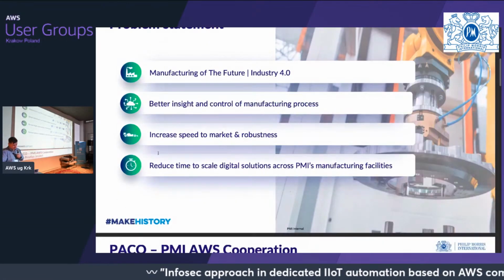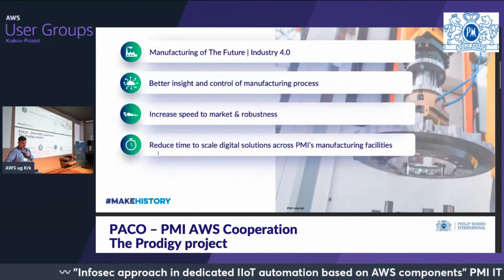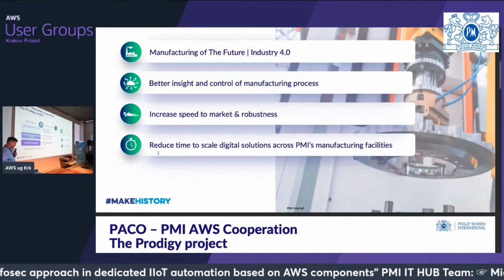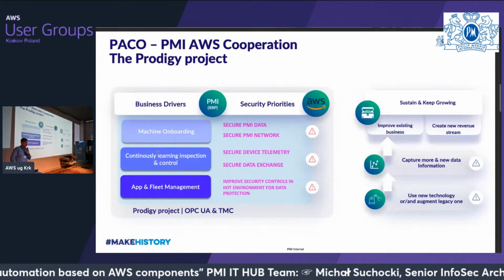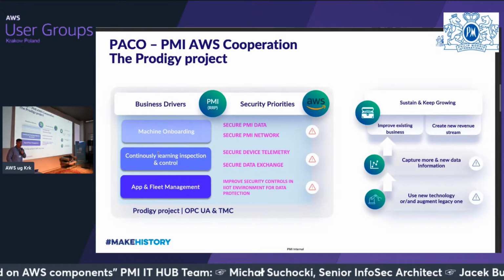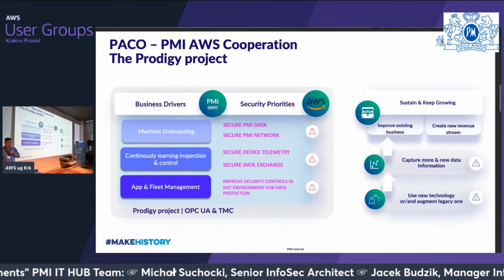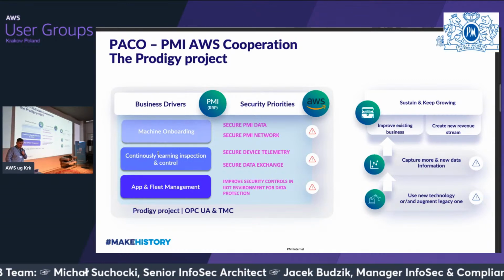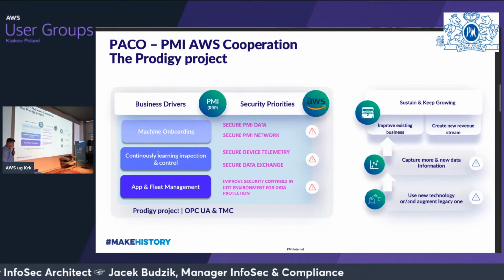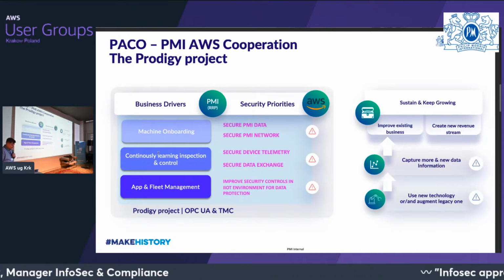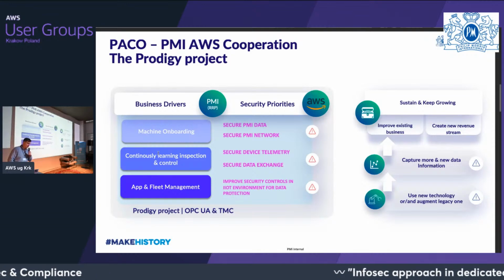So last year, 2022, we set up cooperation with AWS. We set up such a cooperation, which is called PACO, the PMI AWS cooperation. And then together with AWS, we started the project called Prodigy. Personally, in Polish, I just call it Prodzisz.